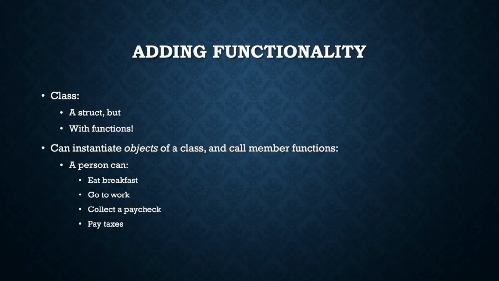So if you think about our person struct, if we make it a person class, there's all sorts of things people can do. A person can eat breakfast, go to work, collect a paycheck, pay taxes, all these different things, and of course much more. So when we instantiate an object, that is when we declare a variable that is of the type of this class, that's instantiating an object. It's making an instance of that class.